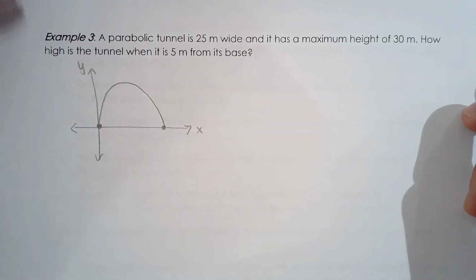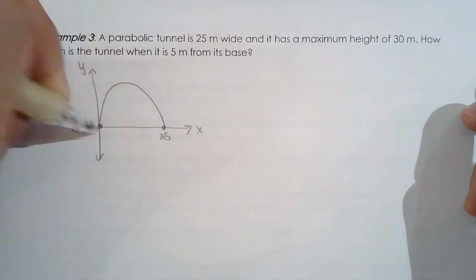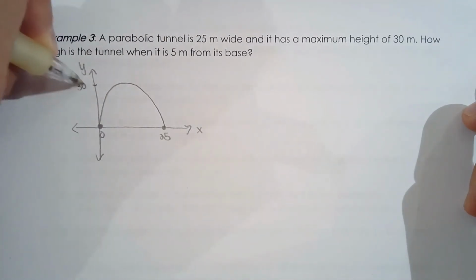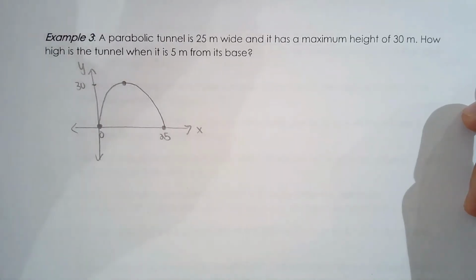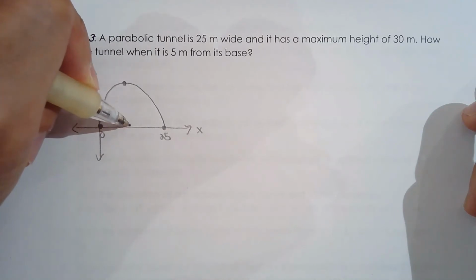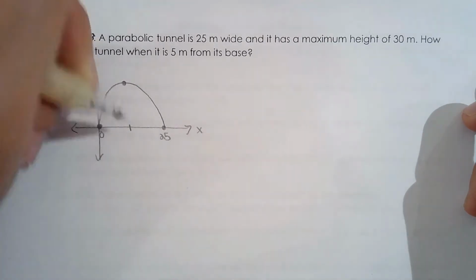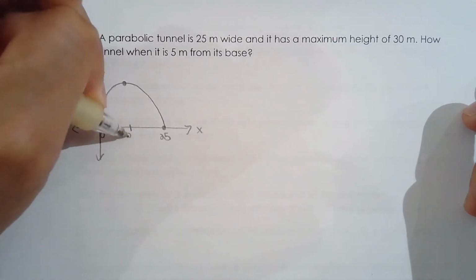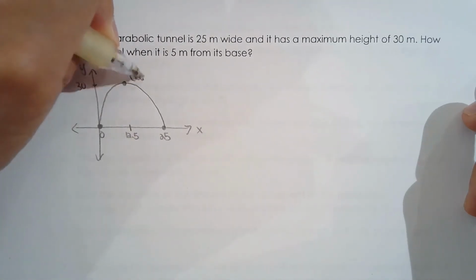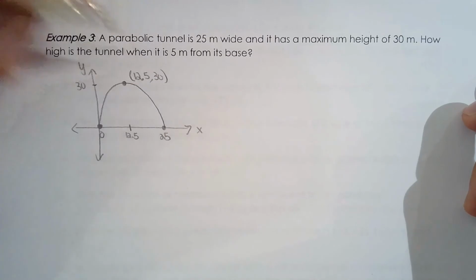Okay, this tunnel is 25 meters wide. So this number here is 25. This is 0, and this here is 30. What's very important is you know this number here is 12.5. So that means the vertex, the way I've modeled it, is (12.5, 30).